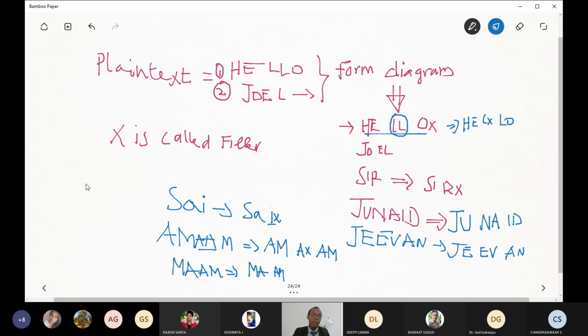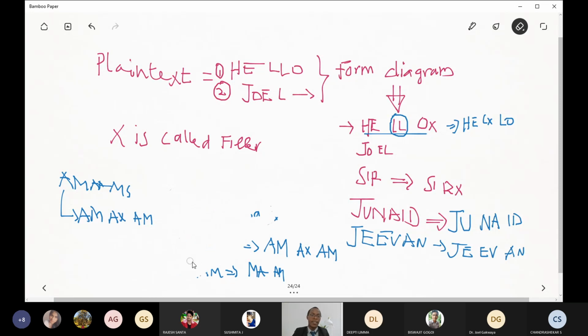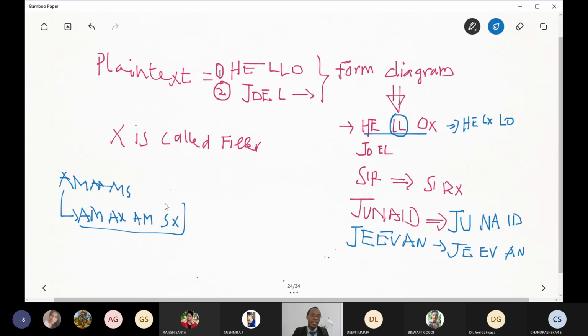For example, if you have moms, it will be MO, MS, and S is alone now, so we put X as a filler. I hope these rules are very clear to you. This is a very simple thing to understand. S and X, a filler. Okay, this is a digraph.